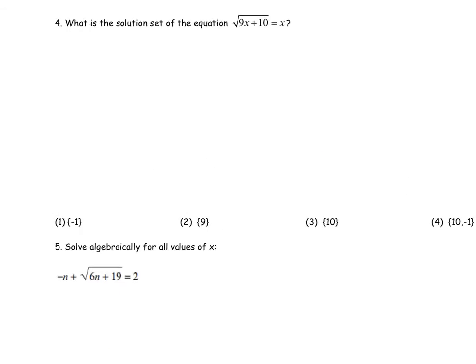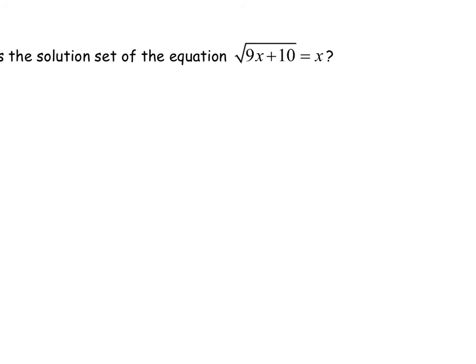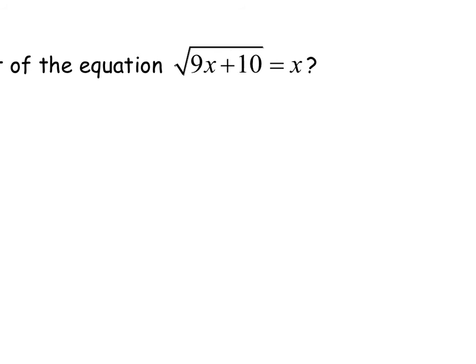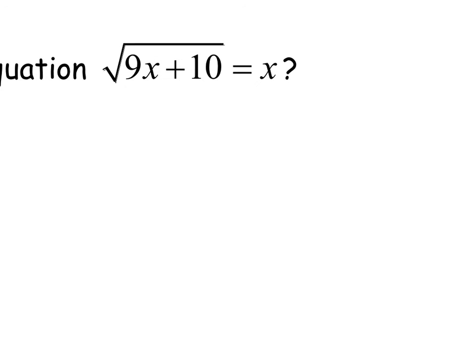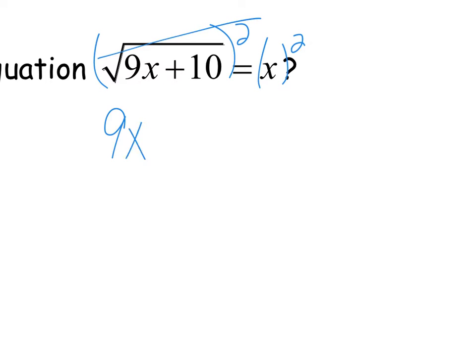Okay, so this page is all solving radical equations. So most importantly, you need to check your answers. So first off, you see that there's a single radical in this one. Make sure it's alone. It is. So you can go ahead and square both sides. These cancel. You'll be left with 9x plus 10 equals x squared.